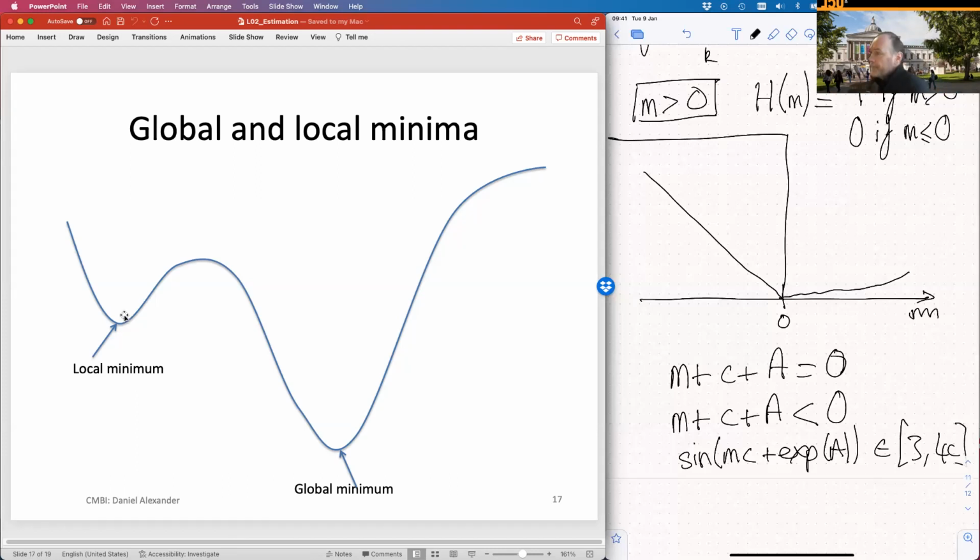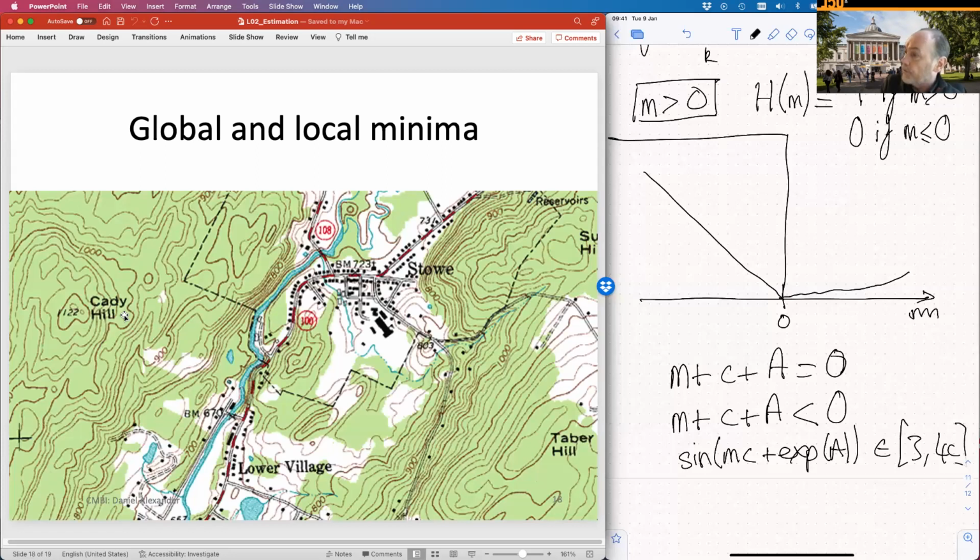Actually, when we start looking at real objective function surfaces for real modeling problems, they're much more complex surfaces than that, and might look more like this picture here. This is a contour map of a small area somewhere in the Lake District, I think. You can see this hilly landscape produces lots of different local maxima all over the place, and there's only one global maximum in this area. I'm not sure which one it is, actually. It's either this Cady Hill over here or possibly Tabor Hill over here.